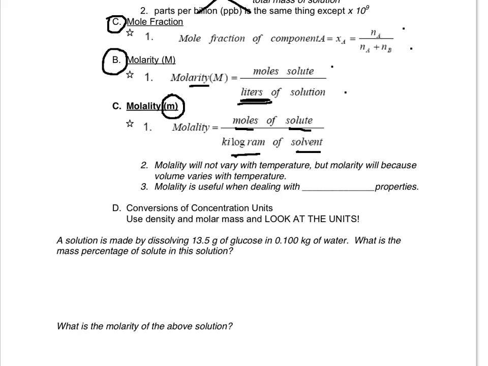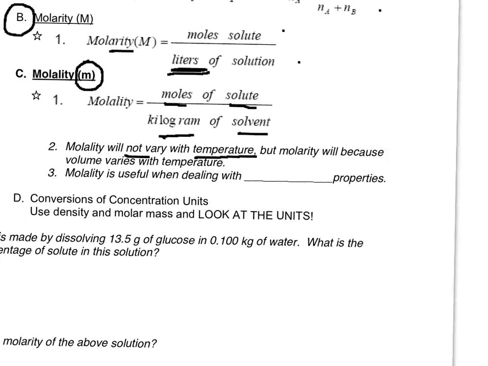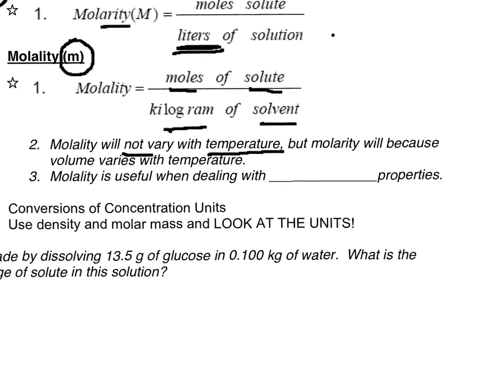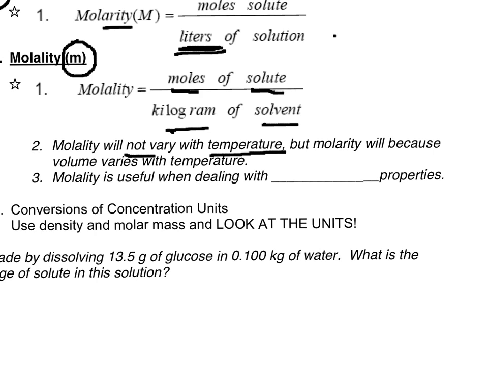And so the molarity will actually change a little bit when temperature changes for a solution. But with molality, the moles of your solute don't change if you change temperature. Kilograms of solvent don't change if you change temperature. So molality is useful when dealing with temperature changes because molality will not vary with temperature, but molarity does, so we can't use that. Like I said before, molality is very useful whenever you're dealing with colligative properties.